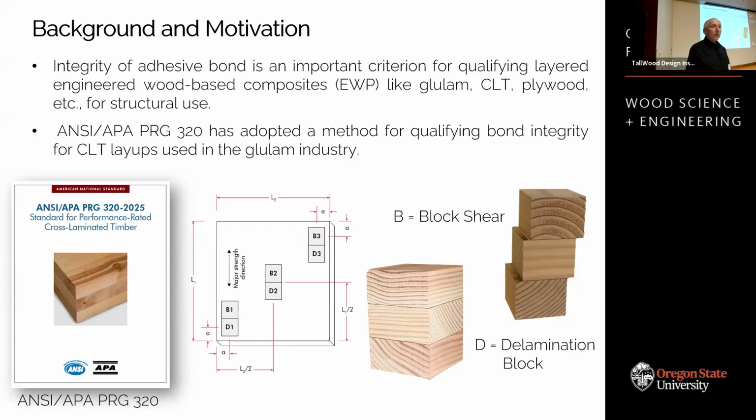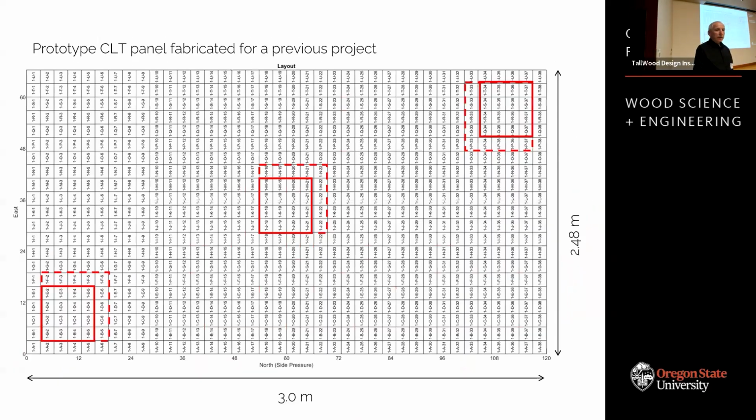We know how to test for bond integrity in cross-laminated timber. You just source from 3 positions in the panel. This is a small qualification panel, not the large one, but there's plenty of area to source these specimens from. You do block shear test, the delamination, and you confirm the bond integrity. These two should assure us that the panels are good.